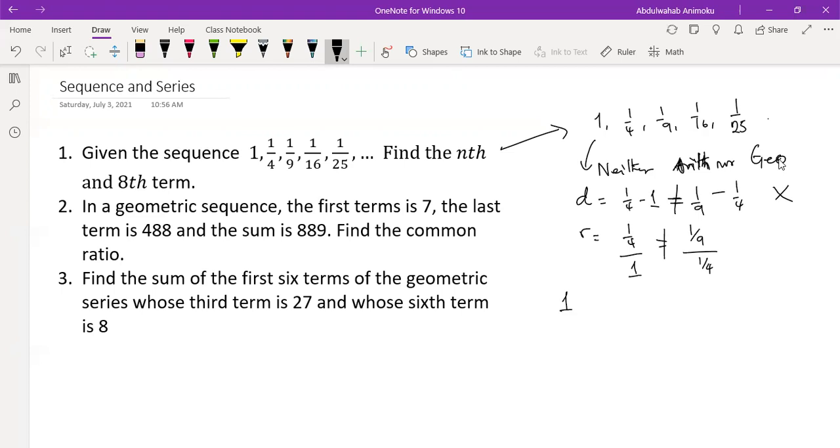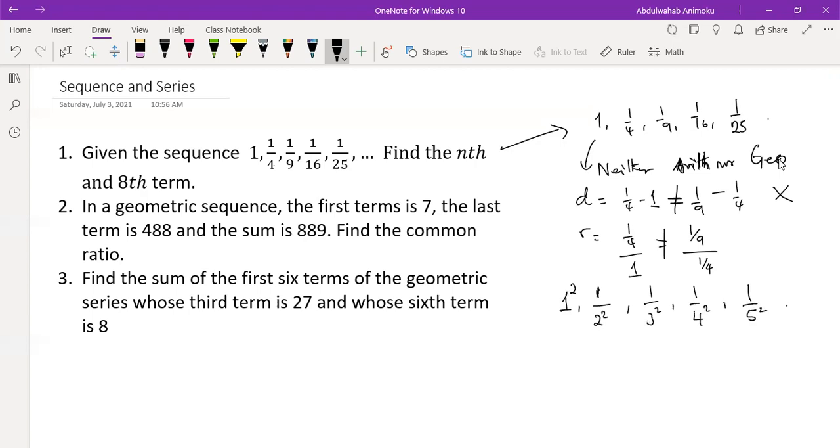But can we still find a general pattern for this sequence? Yes, we can identify it. We can quickly notice that the first term can be written as 1 squared, the second term as (1/2) squared, and the third term as (1/3) squared. It seems like we have a winner here.